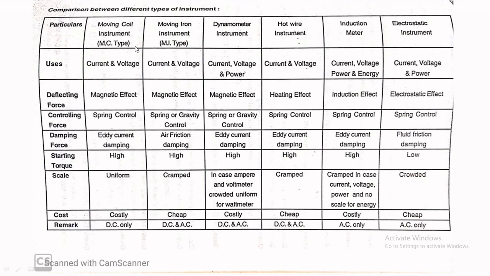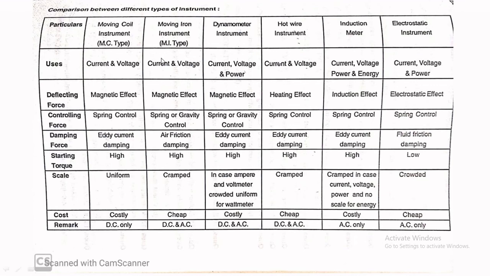The controlling force of moving coil instrument is spring control. The controlling force of moving iron, it should be air friction damping. The controlling force of moving iron, it should be spring or gravity control. The controlling force of dynamometer, it should be spring and gravity control. In hot wire it should be spring control, induction meter it should be spring control, and electrostatic it should be spring control. The controlling force of moving iron instruments, you can tick either as spring or gravity control.